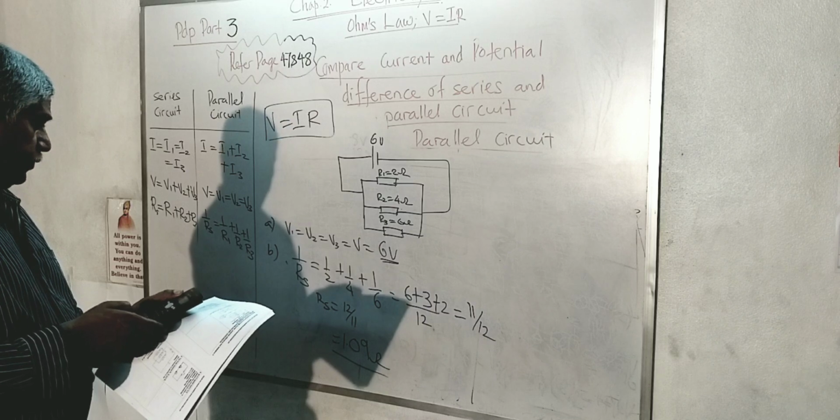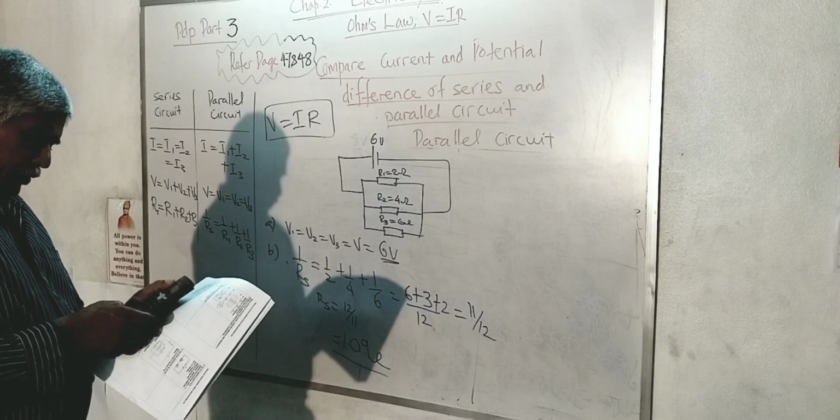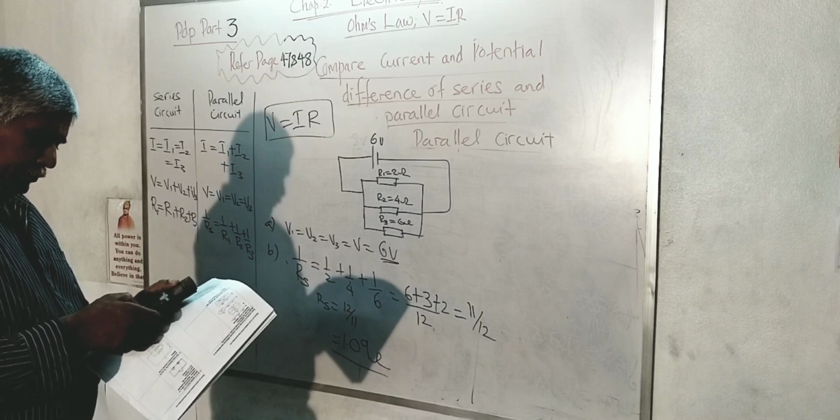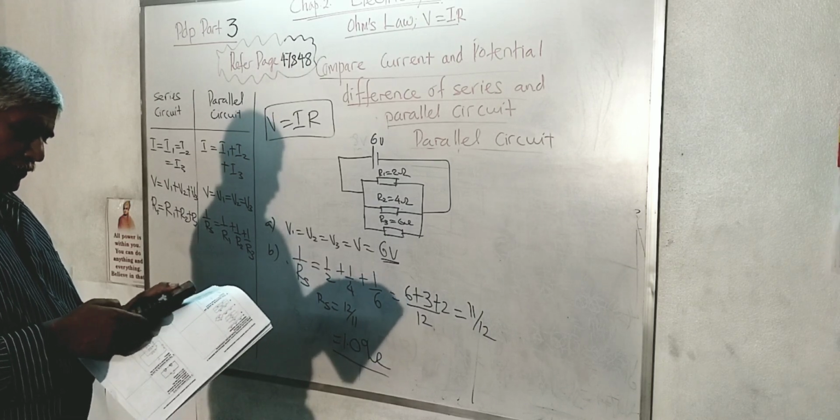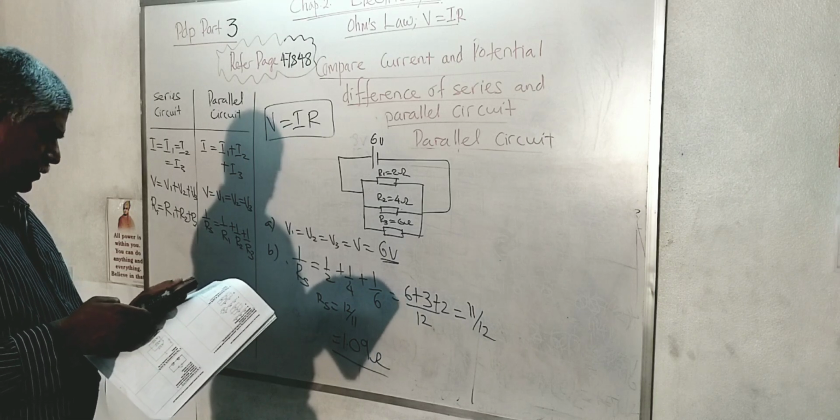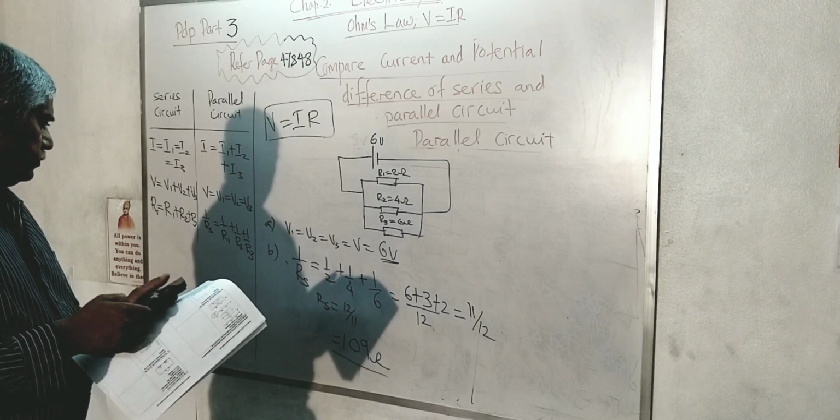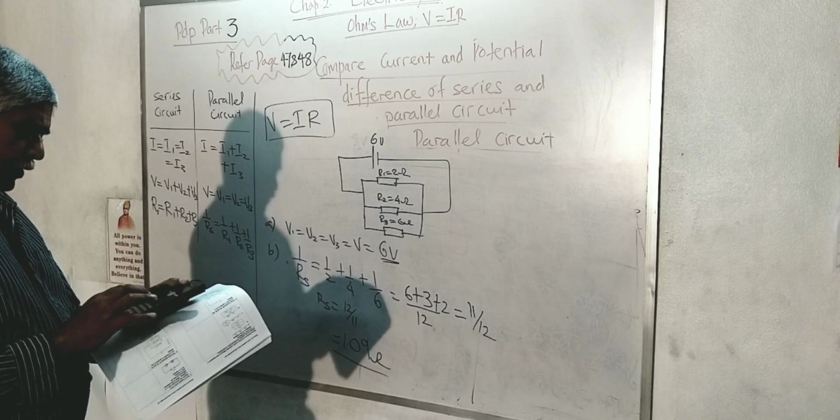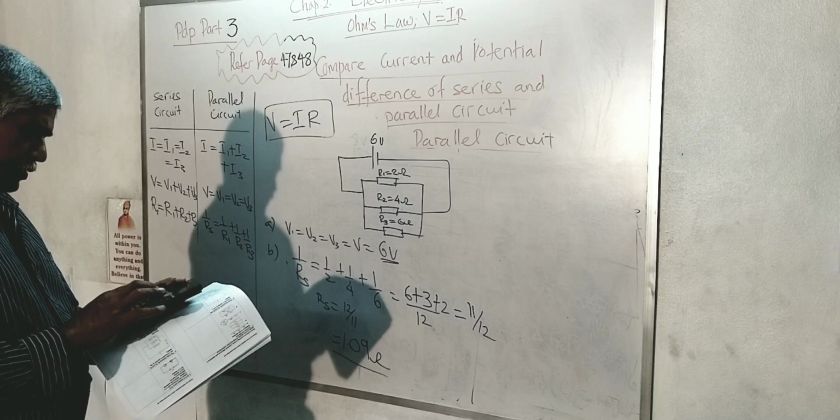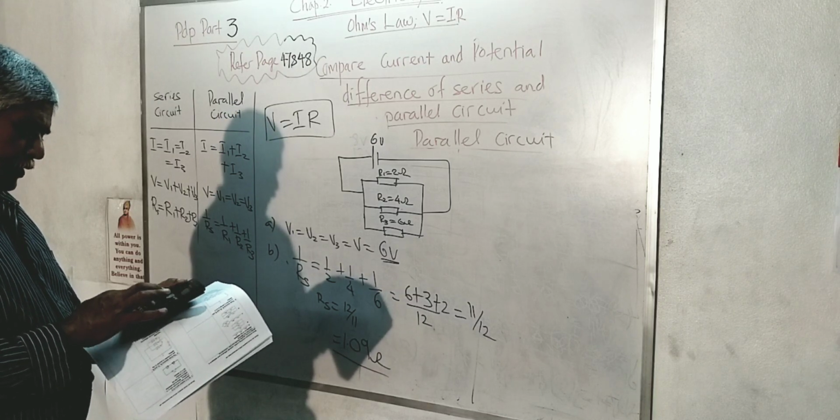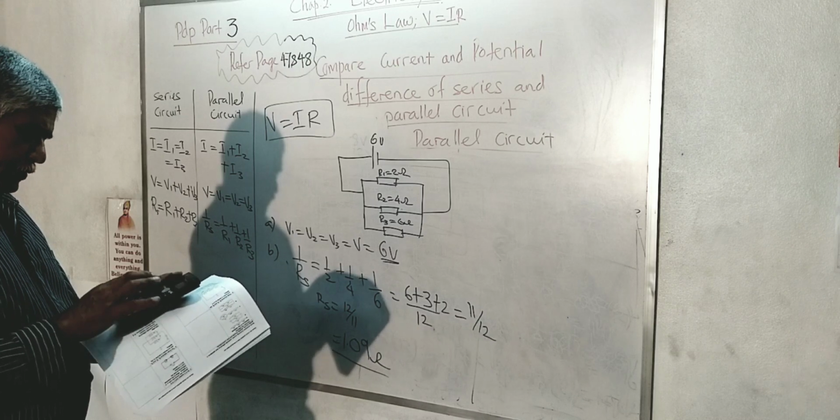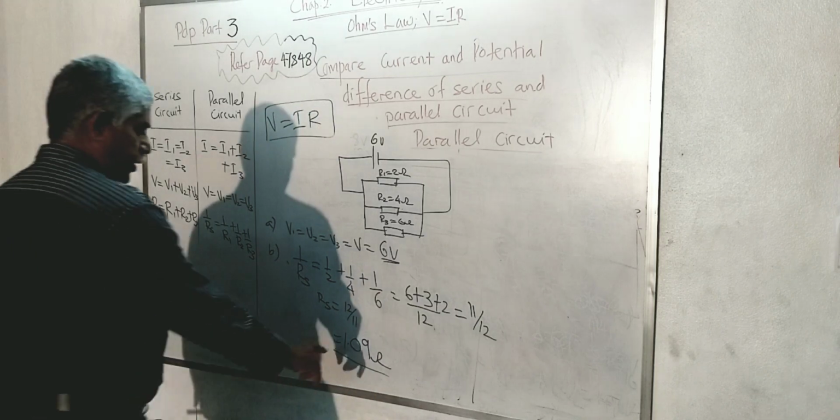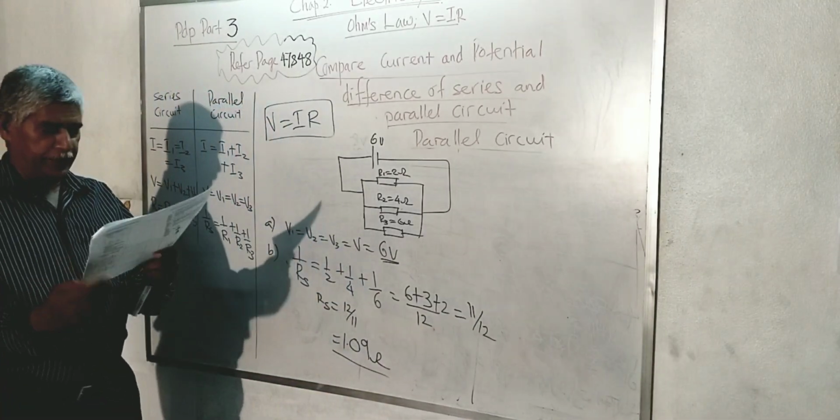0.5 plus 0.25 plus 1 divided by 6. So you should get 5 plus 25 plus 1 divided by 6. So you get this. So 1 divided by the answer. Yeah, it's correct. So 1.09 ohm. So that answers the B.